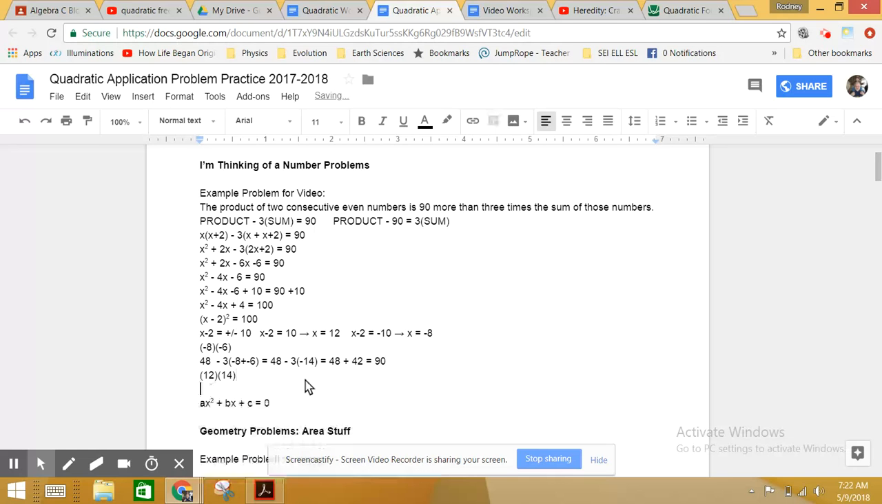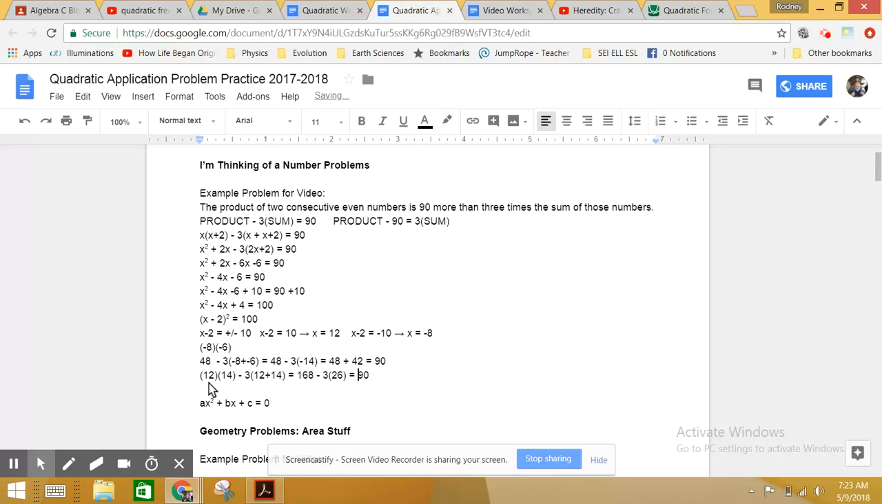My second option, I've got 12 times 14 minus 3 times 12 plus 14 equals 90. Let's see if that's true. So we've got 12 times 14. Well, 12 times 12 is 144. I add an extra 24 because I've got an extra two 12s. So 144 plus 24 is 168. So I've got 168 minus 3 times 12 plus 14, which is 26, equals 90.